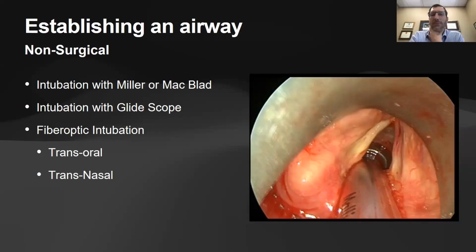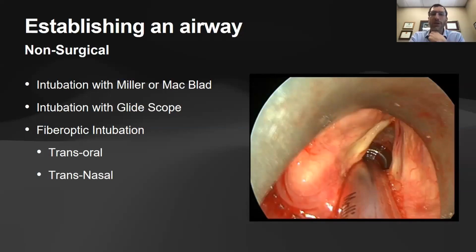So first is intubating. Can we use the Miller blade or the Mac blade? And if you can't do that, can we do it with the GlideScope? And quite honestly, the GlideScope has become the first line in the majority of intubations now, that you can see up on the floor and in the operating room. It's just so much nicer to see the views through that GlideScope.